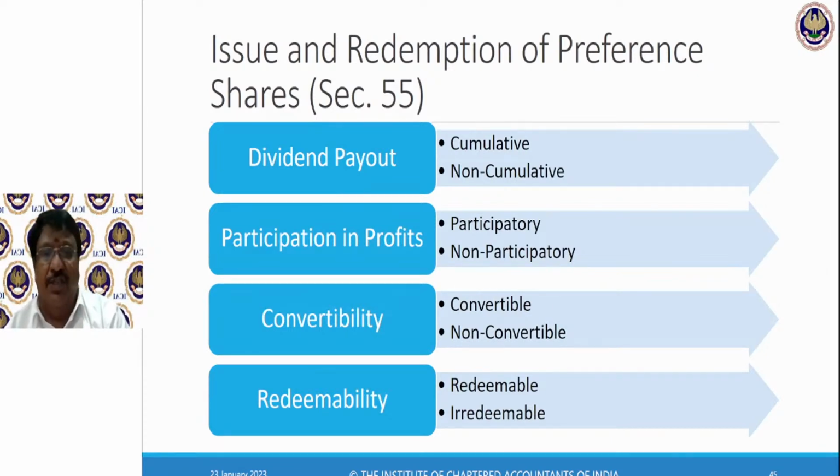Then you have redeemable preference shares, meaning preference shares that have to be redeemed, meaning we have to pay money and take back the preference shares at the end of a certain period. Irredeemable means they will never be redeemed. We need not pay at all. Till the lifetime of the company, the preference share will be there.